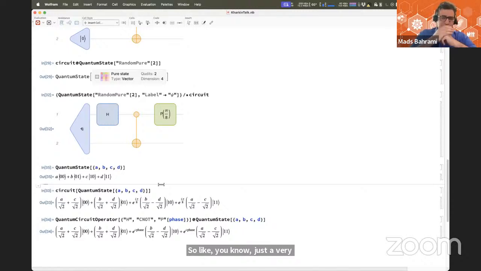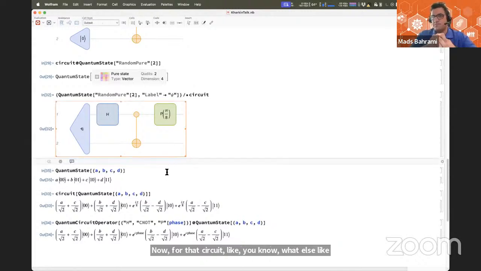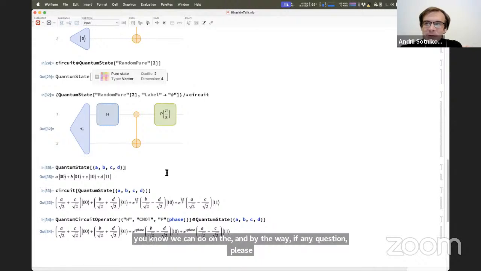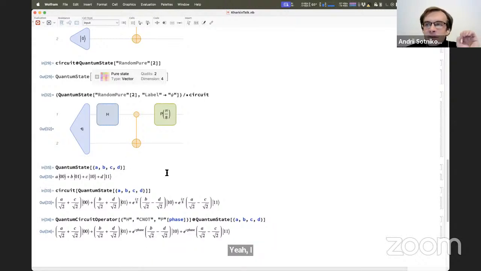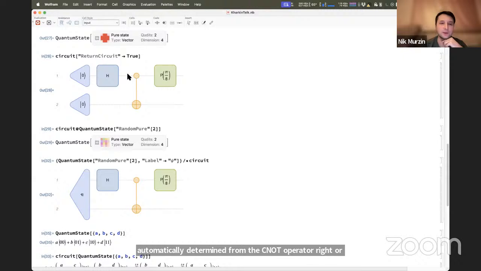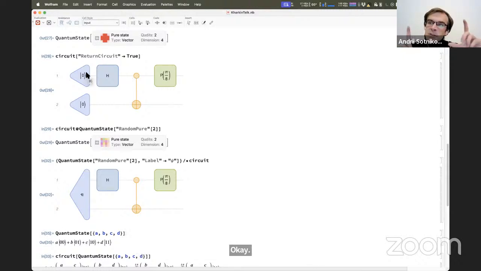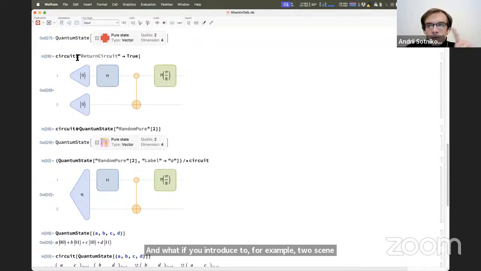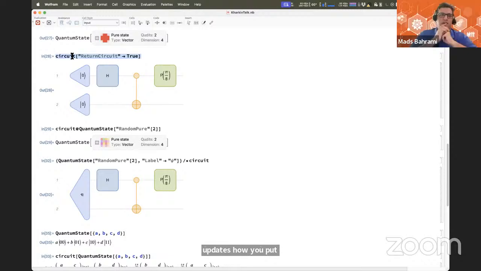Now, for that circuit, what else can we do? By the way, if you have any questions, please stop us and ask. I have a question. You initialize your circuit, and there is a width of 2 qubits. Was it automatically determined from the CNOT operator? And what if you introduce two CNOT gates, for example? How do you determine which 2 qubits, or which pairs?